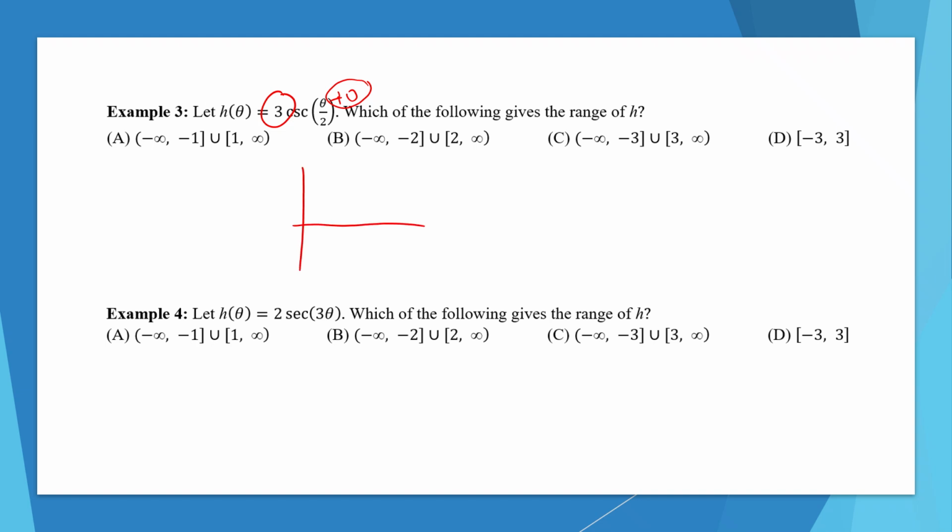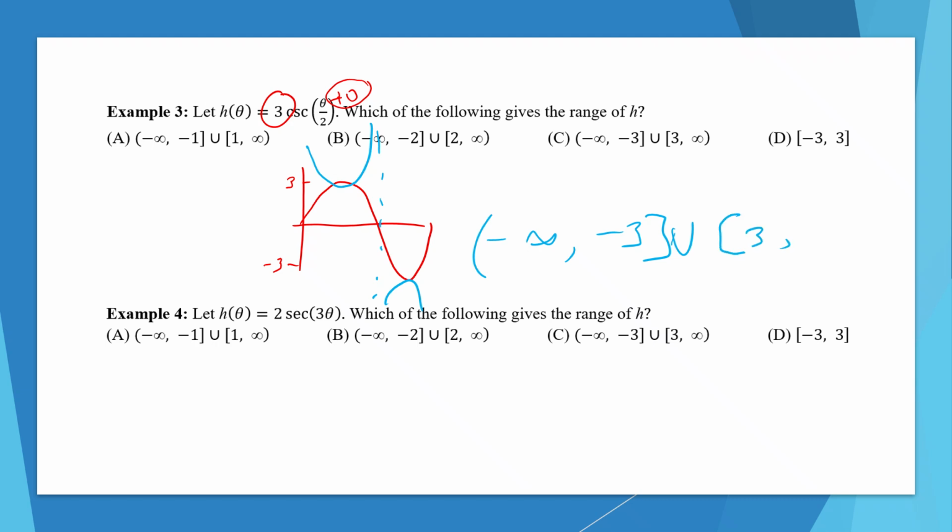As a graph, what this would look like is if you have 3 and then -3, and we had the graph of sine, and then we took and wanted to find here the reciprocal, it would look a little something like this, where you're going from -infinity all the way up to -3, and then basically skipping any value from -3 to 3, and just going from 3 to infinity. So C should be our answer there.